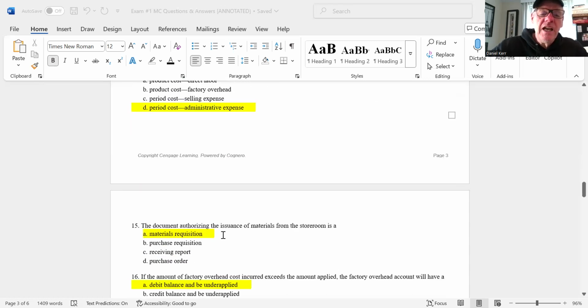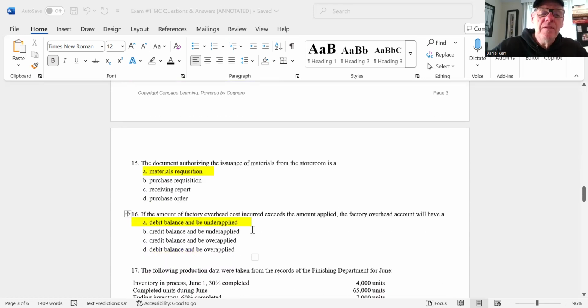Number 15, the document authorizing the issuance of materials. We call that a materials requisition form. That's the source document that justifies transferring stuff out of materials into work in process. So the answer there is A.